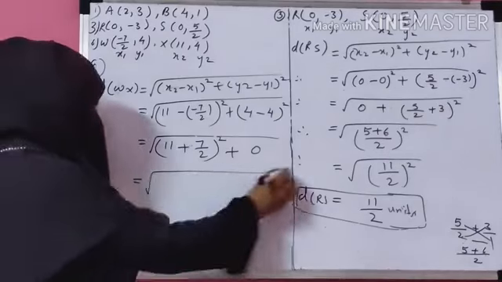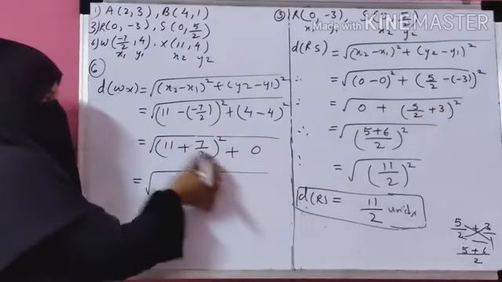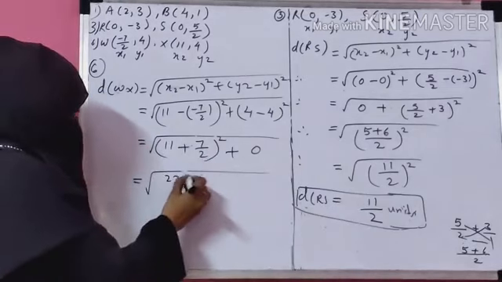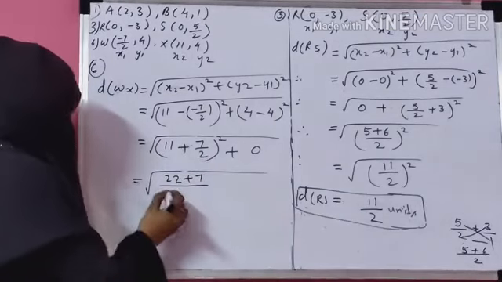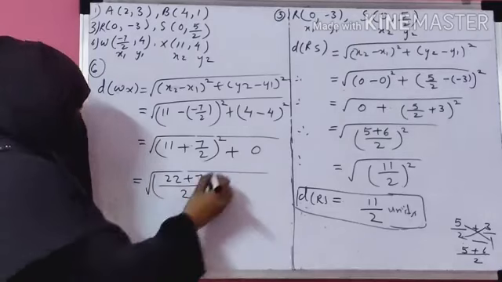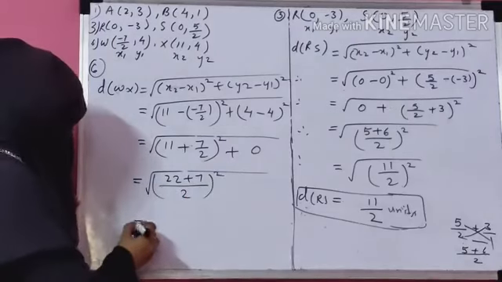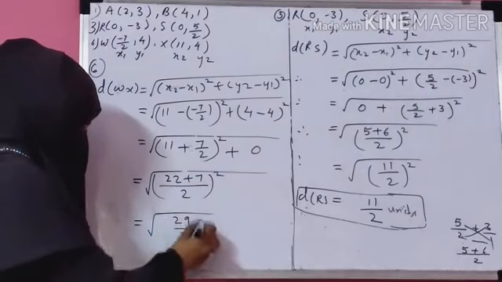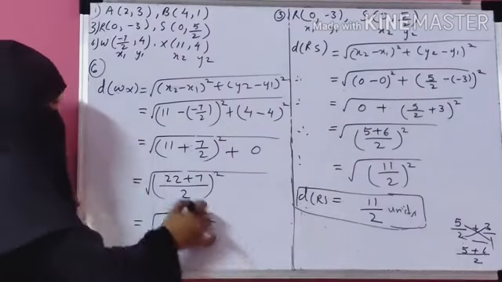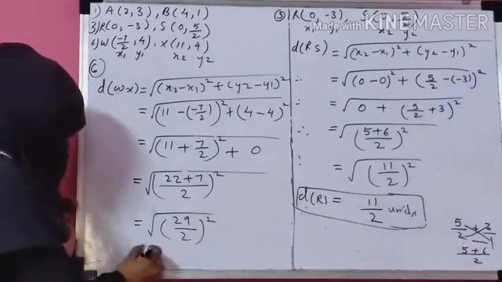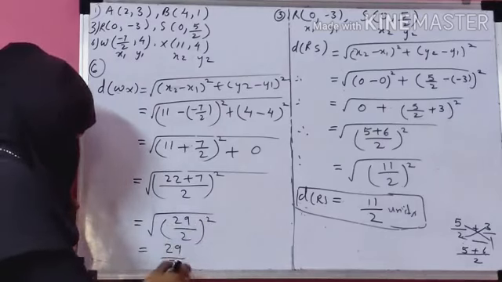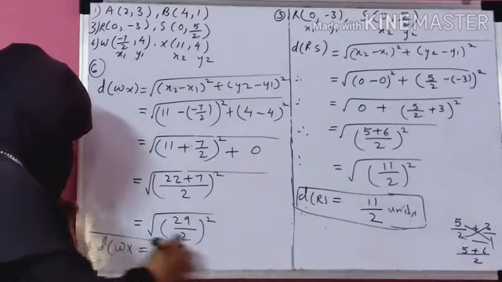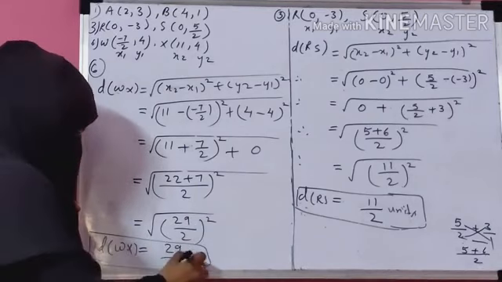Now the next step is, solve it by cross multiply like that. So 11 2s are 22 plus 7 1s are 7, divided by 2 1s are 2, whole bracket square. Okay. Now the next step, 22 plus 7 is 29 upon 2 whole bracket square. Square and root on the same number, then it cancels. So your answer is 29 upon 2. So distance between point W, X is 29 upon 2 units.